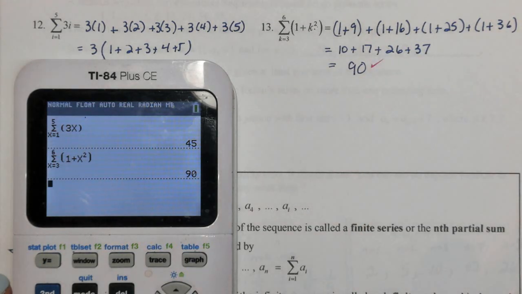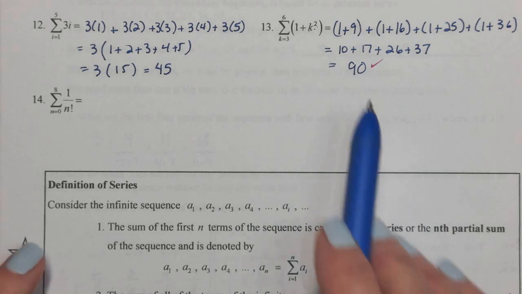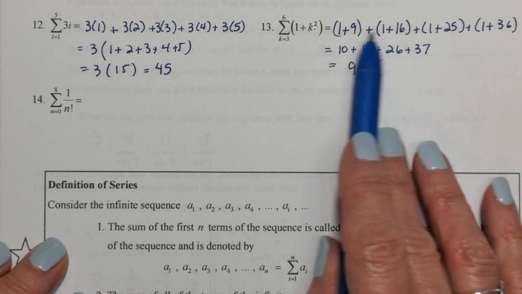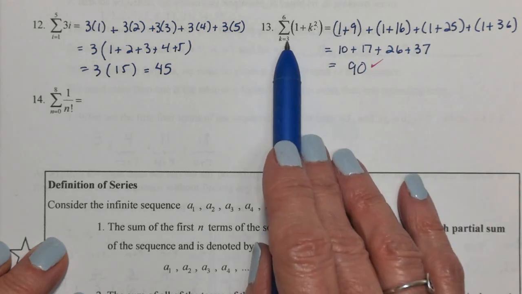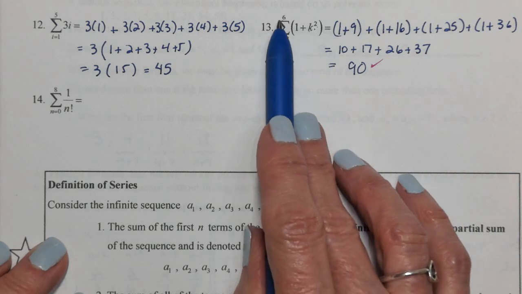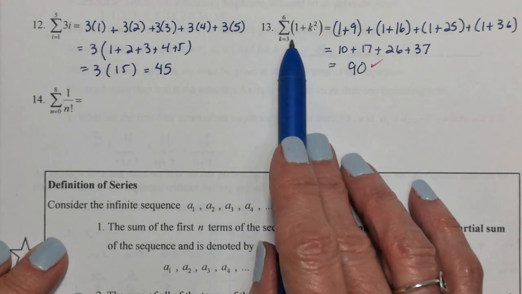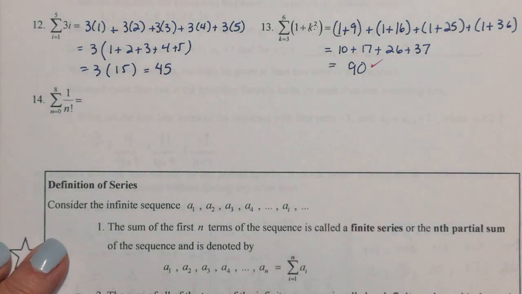Alrighty. By the way, how many terms were in that sequence? From 3 to 6, how many terms were in that series? There were 4 terms in that series. When we went from 3 to 6, there were 4 terms, not 3. There were 4. Okay? FYI. We'll need that later, tomorrow. Or maybe coming up soon. I think it's coming up soon. Okay.